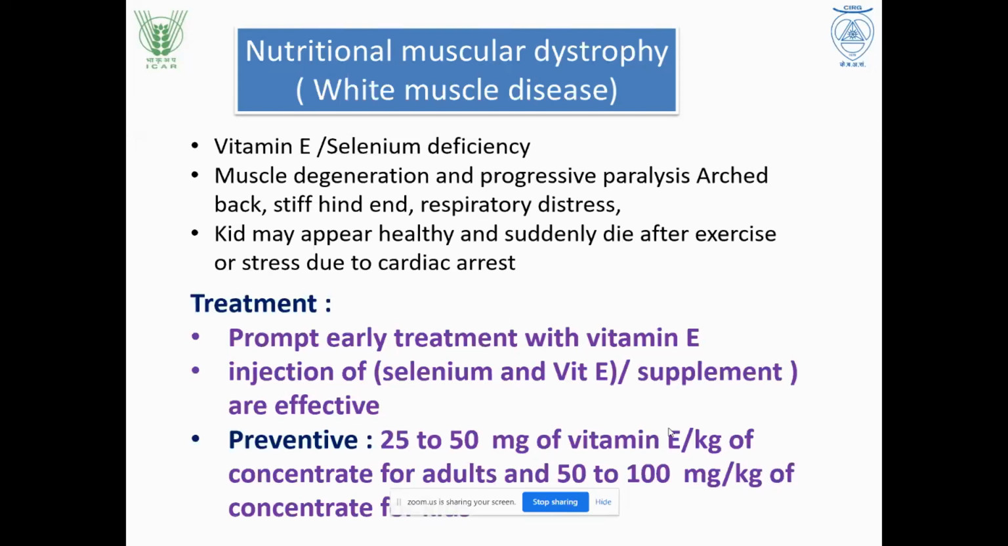And for preventive measures, you can use 25 to 50 mg of vitamin E per kg of concentrate for adults, and 50 to 100 mg per kg of concentrate feed for the younger ones, which can restore the nutritional deficiency, especially of vitamin E and selenium.